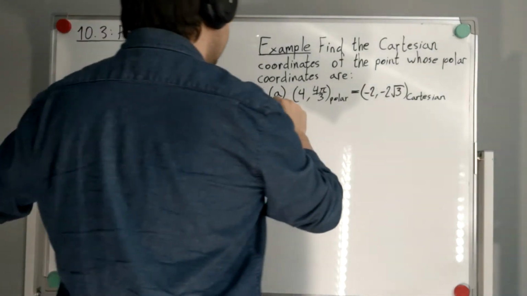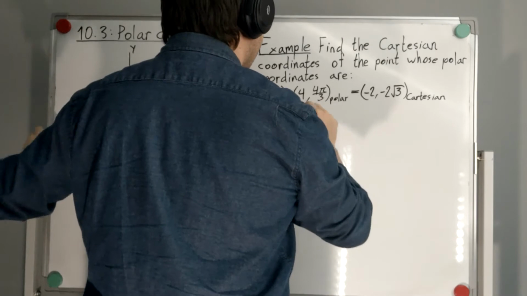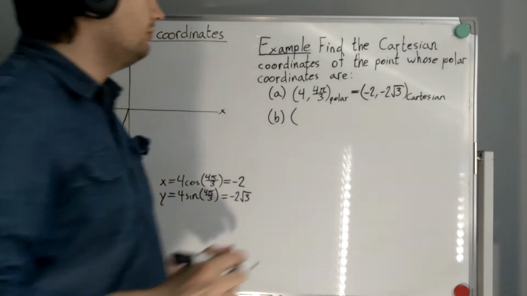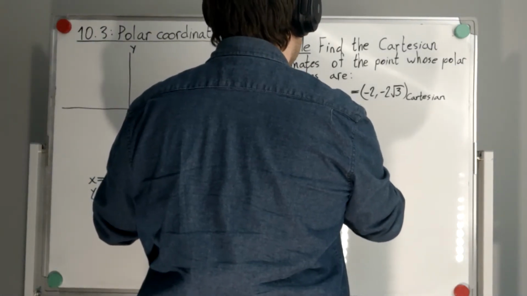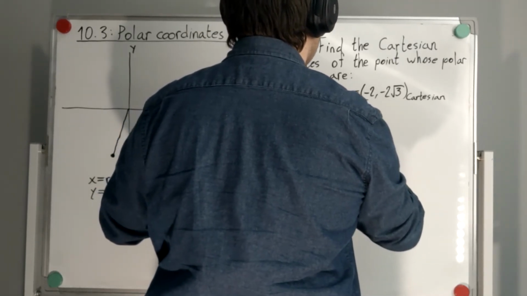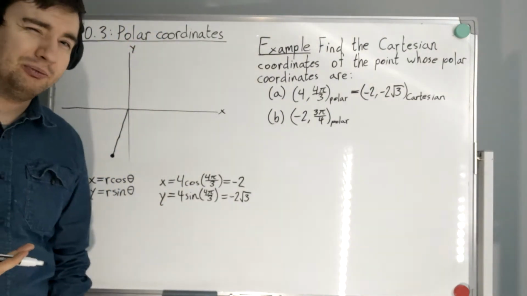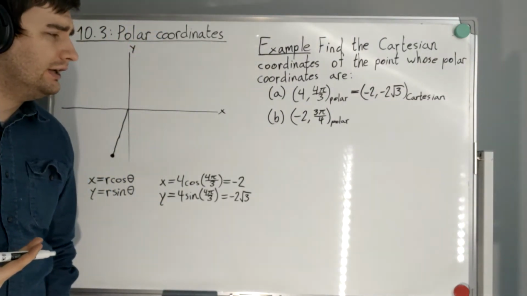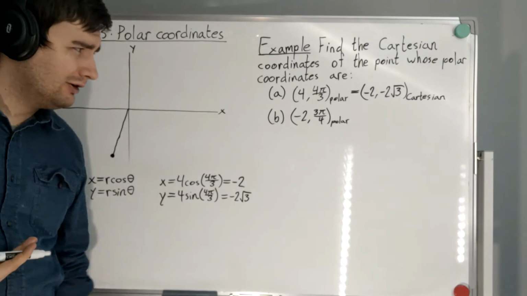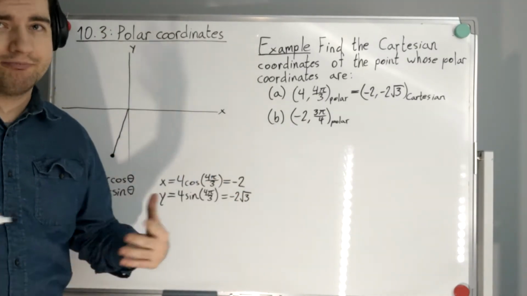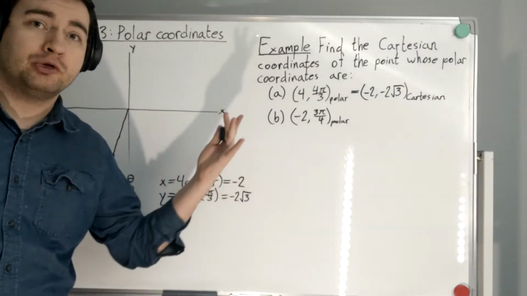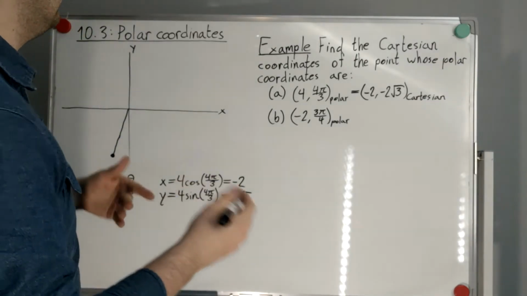All right, next up. B is going to give us a different point. This one is -2, 3 pi over 4 in polar coordinates. Now, immediately you look at that and you're like, what does that even mean? Because isn't the r supposed to be the distance from the origin to the point? How could it be negative? Yeah, I agree. That doesn't make a lot of sense, okay? This is basically just notation for something different.